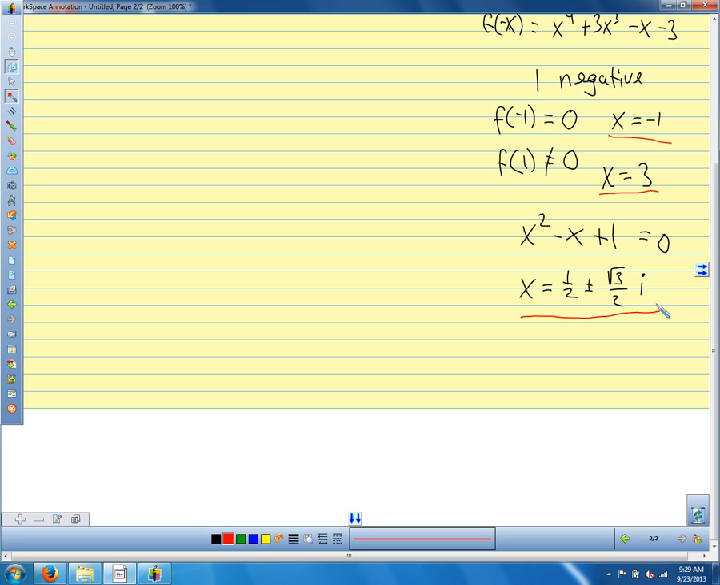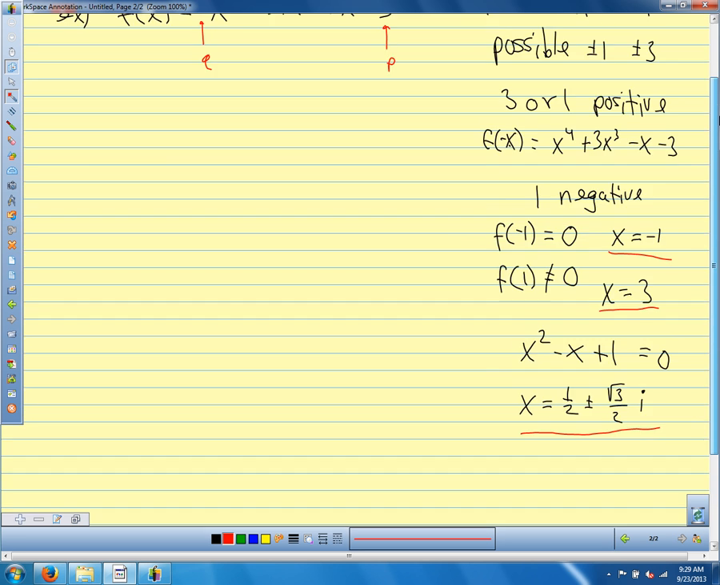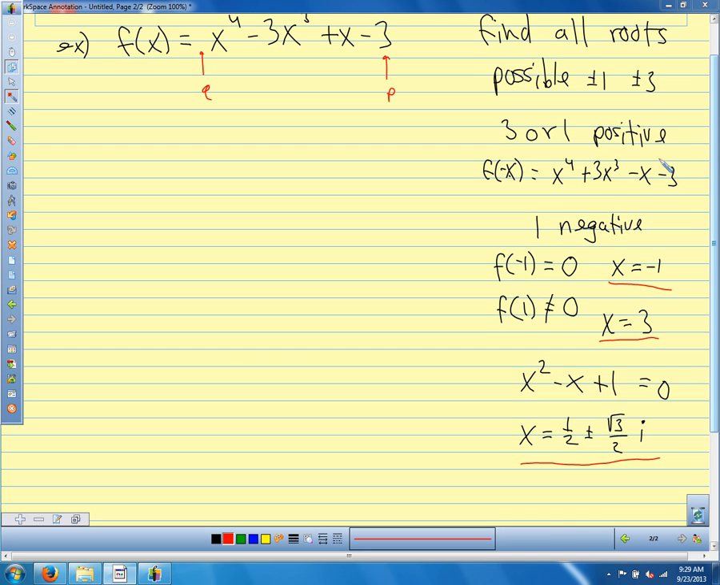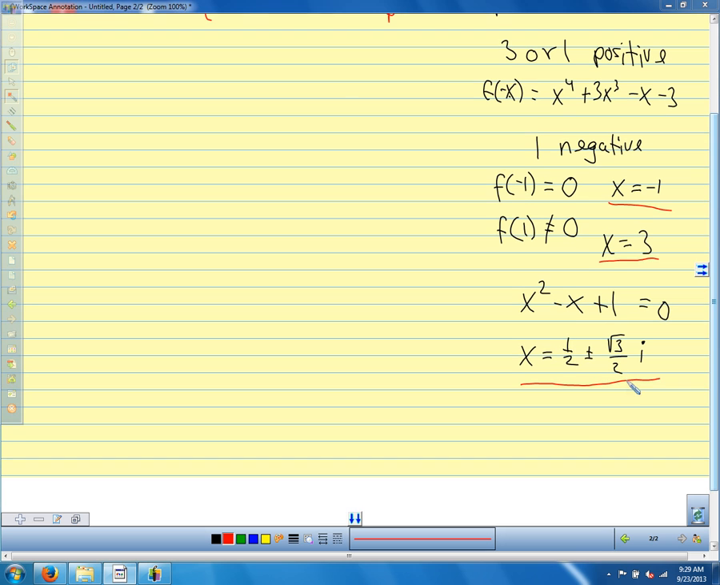So I've started by using my P's and Q's, Descartes' rule of signs, eliminate some possibilities, and then end up using the quadratic formula. Yes? Can you just leave it like that as the answer? At x squared minus x plus 1.